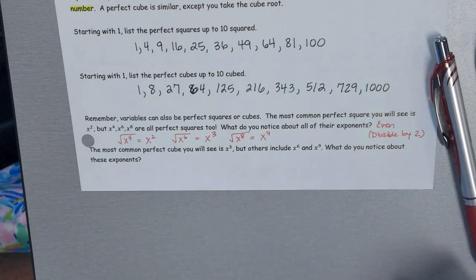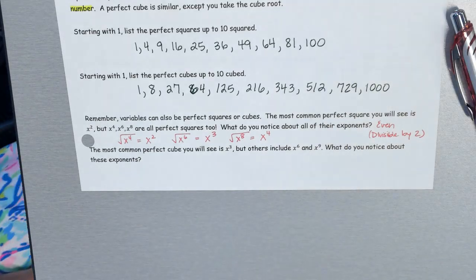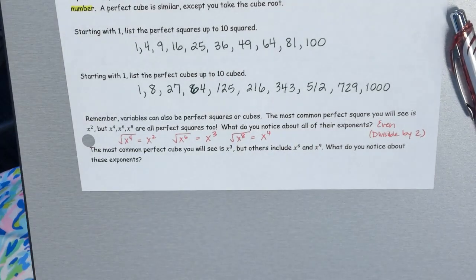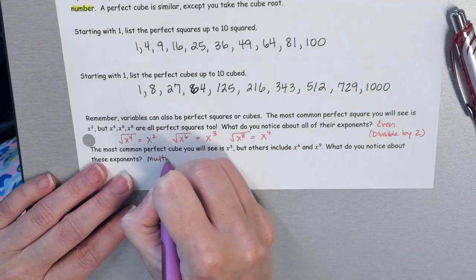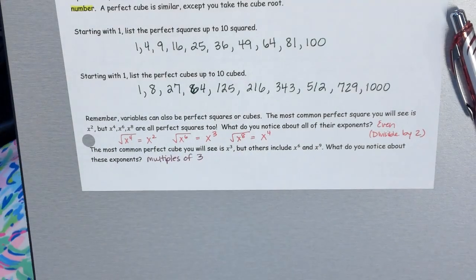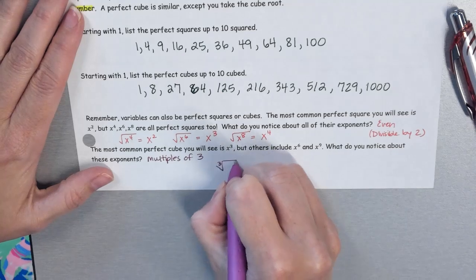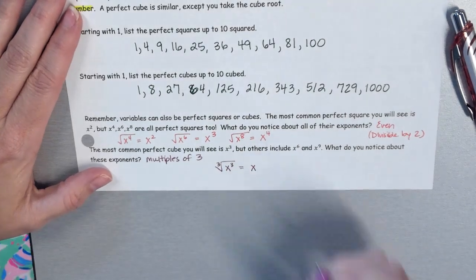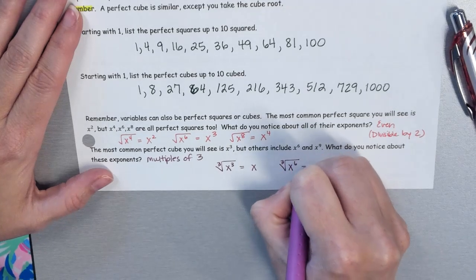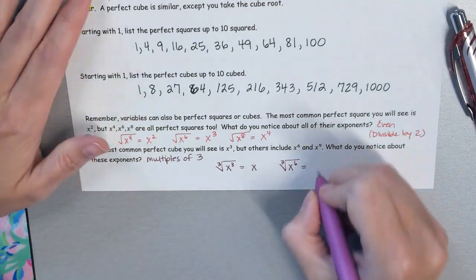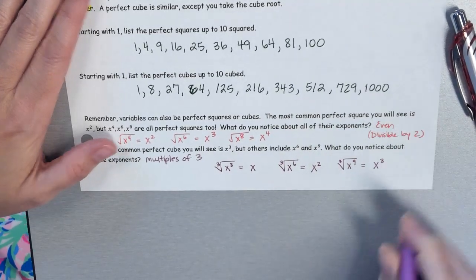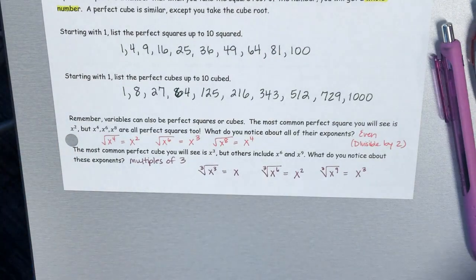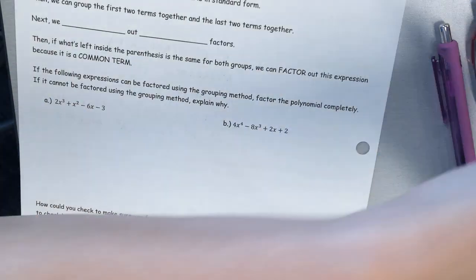Okay, so the most common perfect cube is x to the third, but you could also have x to the sixth and x to the ninth. And what do you notice about those exponents? Yeah, divisible by 3, or you can say multiples of 3, same thing. So if you do the cube root of x cubed, we know that's just x. But the cube root of x to the sixth would be x squared. And the cube root of x to the ninth is x to the third. It's a lot of concepts.